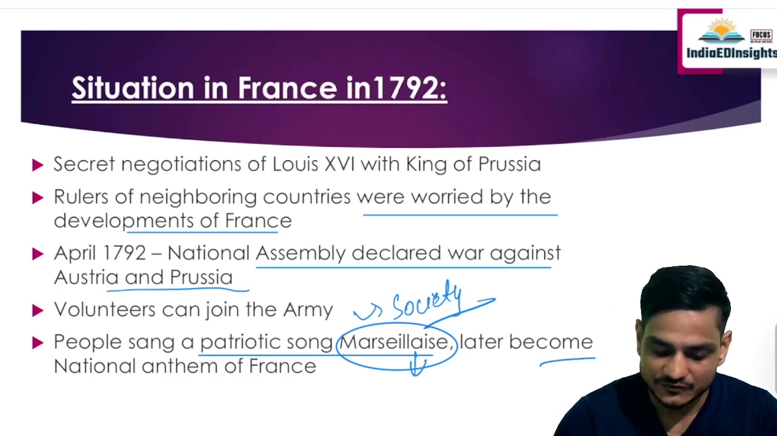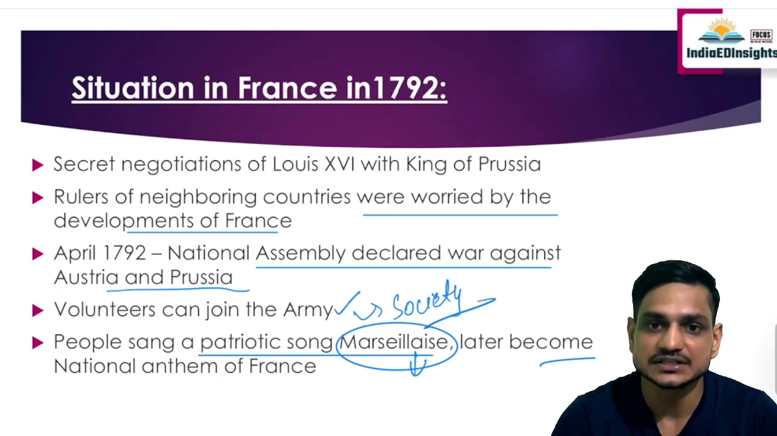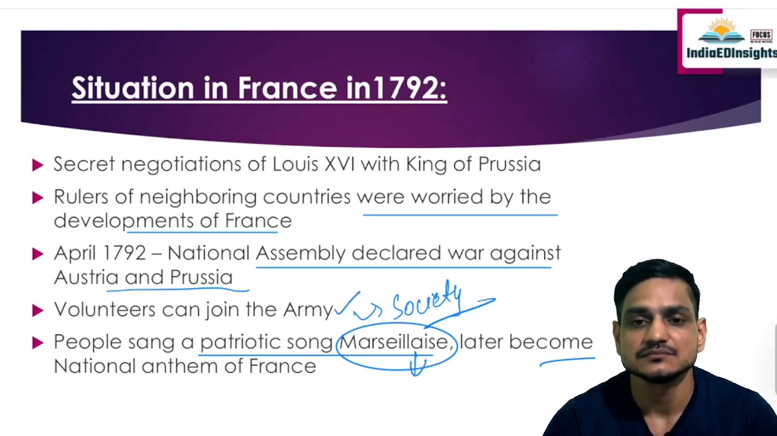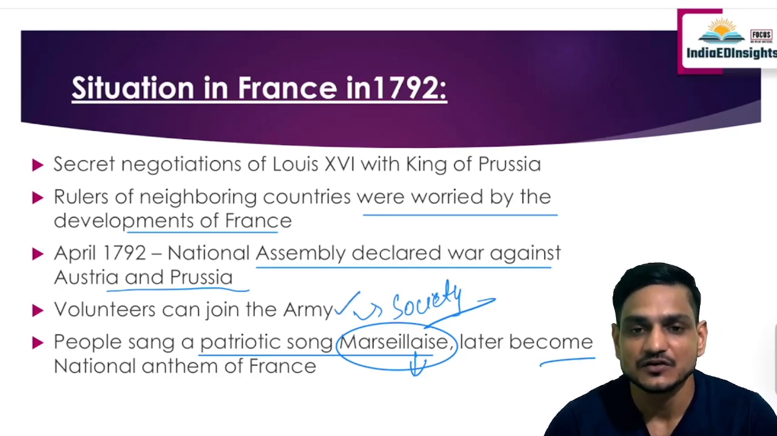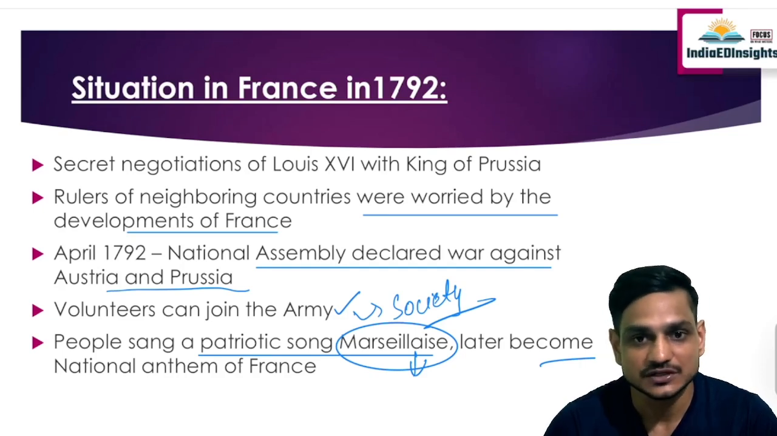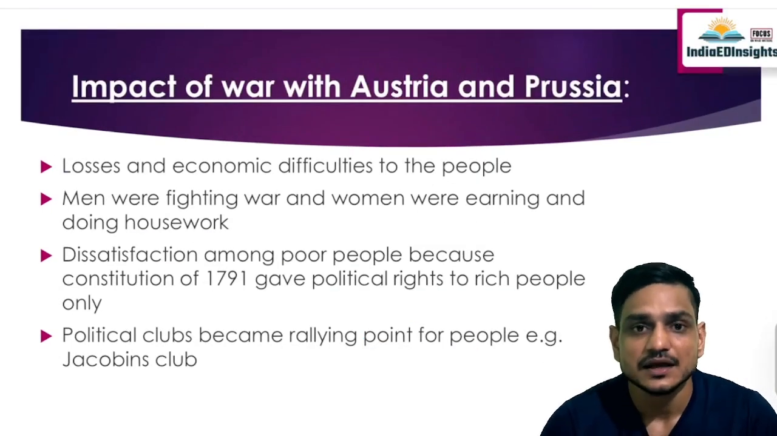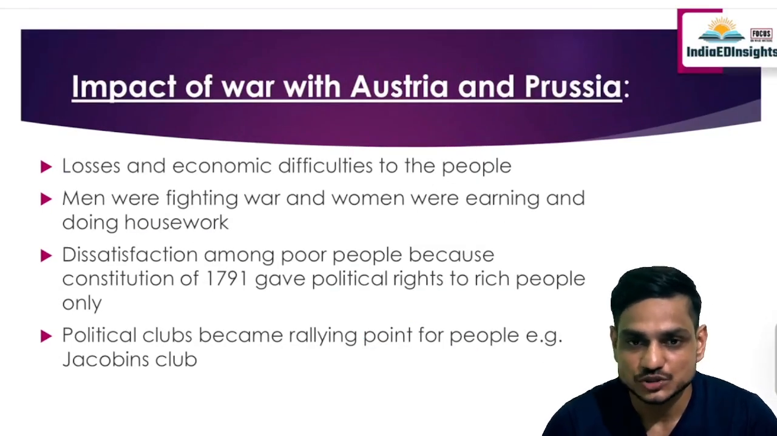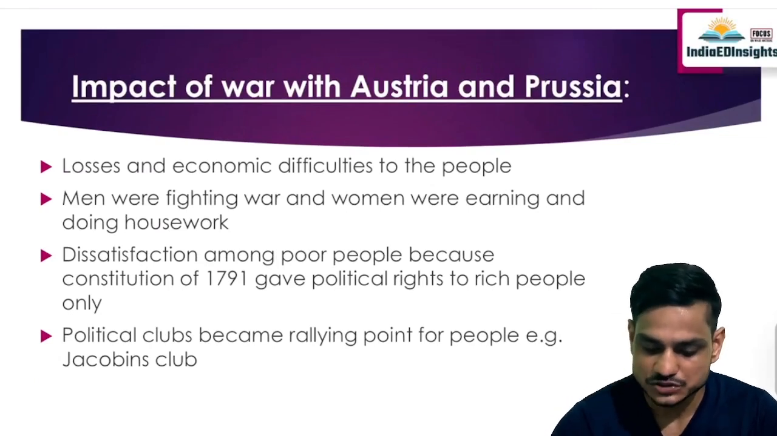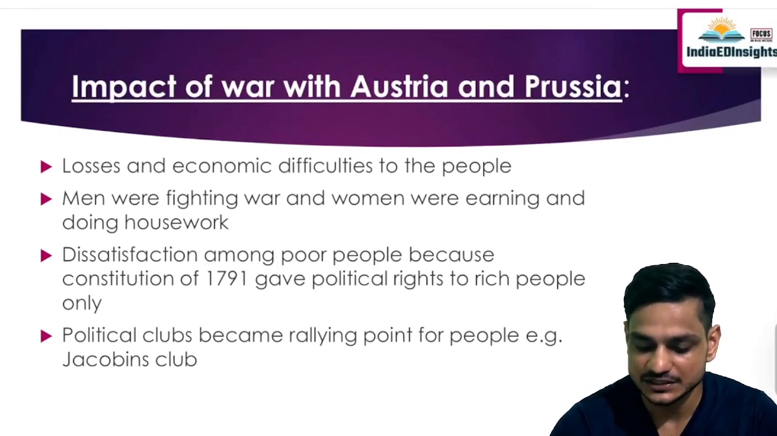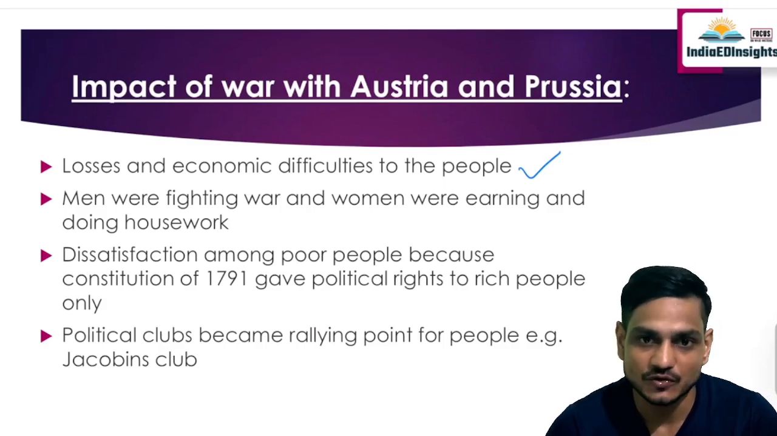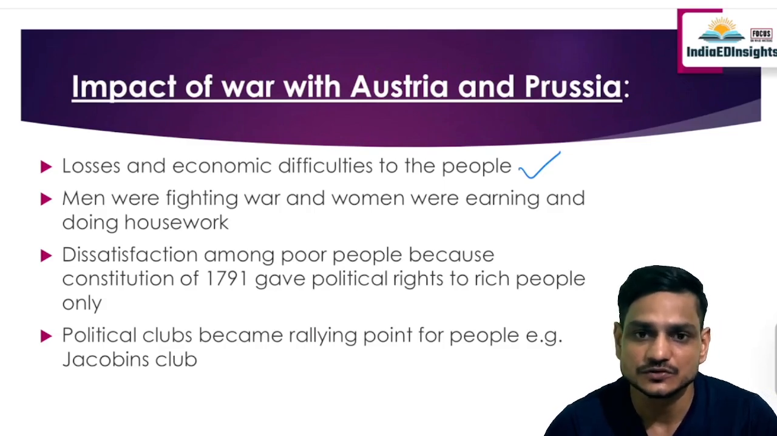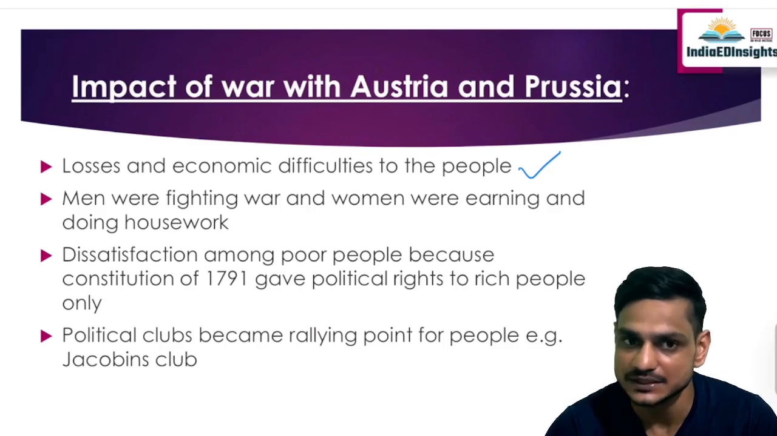And when the volunteers joined the army during that time, women took care of the families and they earned for the family. Impact of war with Austria and Prussia. In 1792, war with Austria and Prussia begins. So there were losses and economic difficulties for the people. Because of war, we already know there were a lot of difficulties and losses of money.